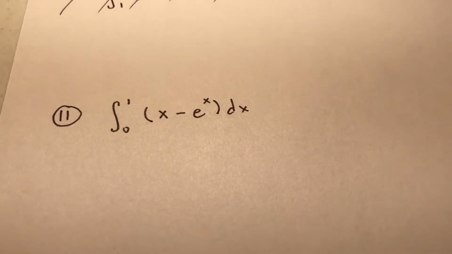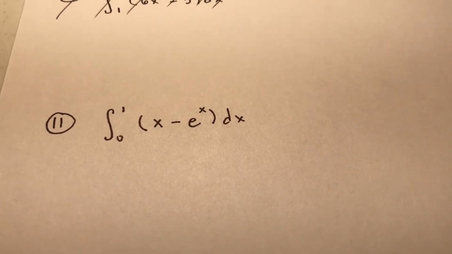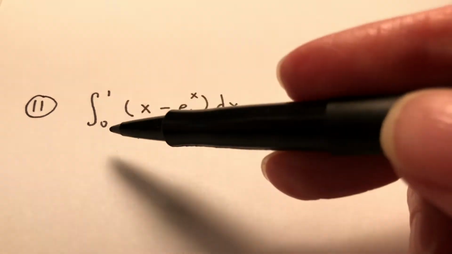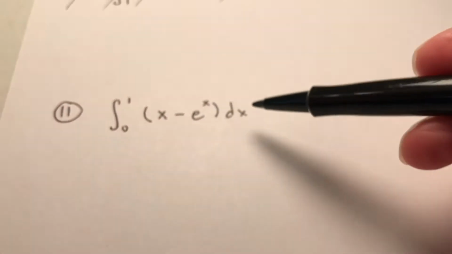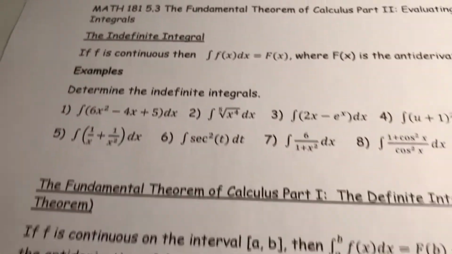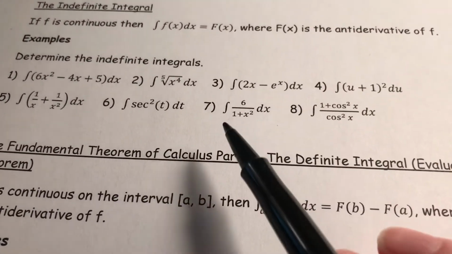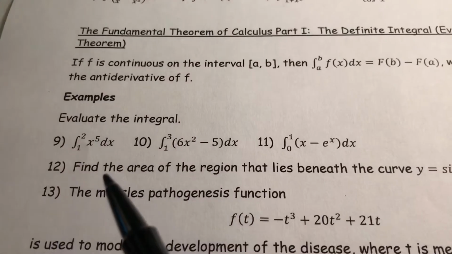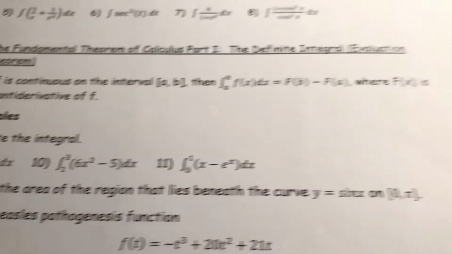All right, we're back with number 11, so let's try this. We're going to integrate from 0 to 1, x minus e to the x dx. This is section 5.3. We're doing definite integrals. These were all indefinite. They didn't have limits of integration. And I'm looking at this one here.